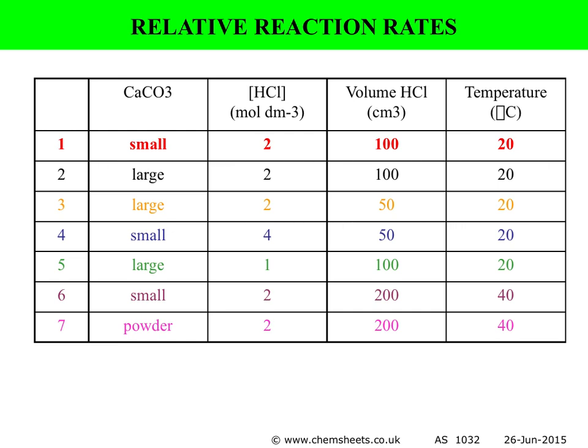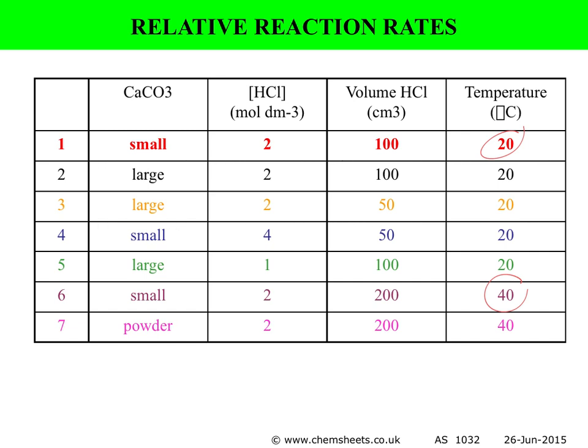If we compare curve 6 and curve 1, calcium carbonate is the same surface area, the concentration of hydrochloric acid is the same. We have double the volume of hydrochloric acid, therefore the volume of carbon dioxide collected will be double. But the key difference is the fact that curve 6 is at a higher temperature compared to curve 1, so therefore the rate of reaction is going to be faster.